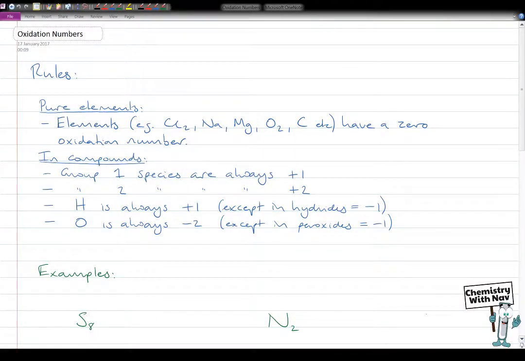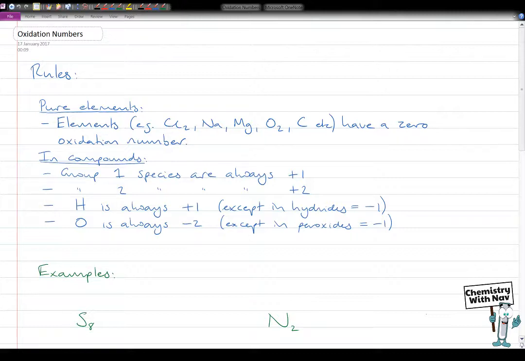In this video we're going to take a look at oxidation numbers, and in order to do that there are a few rules that we have to start with. So for pure elements, anything which is basically made up of just one type of atom, so some examples: Cl2, Na, Mg, O2, or just carbon, they will have a zero oxidation number.